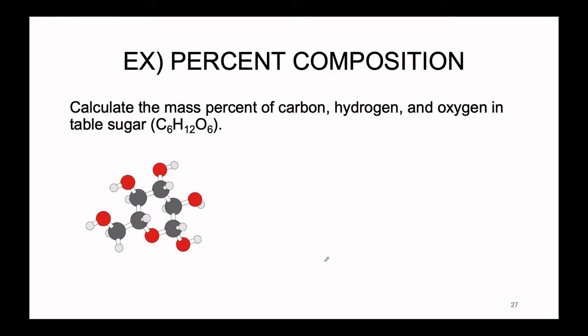So the first example of the day that we are going to work through is determining the percent composition for each of the elements, carbon, hydrogen, and oxygen, inside of table sugar. So we have sugar, which the formula is C6H12O6, also pictured down below. So what we're going to be doing is figuring out what the percentage of carbon's contribution is to the mass, hydrogen's contribution to the mass, and oxygen's percent contribution to the mass.